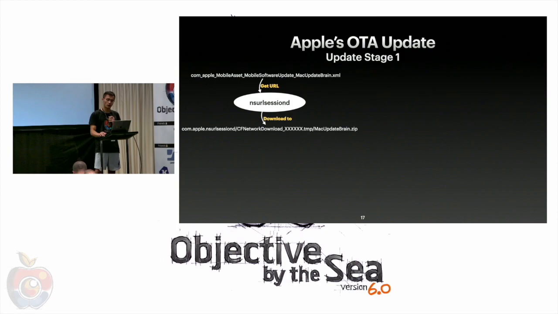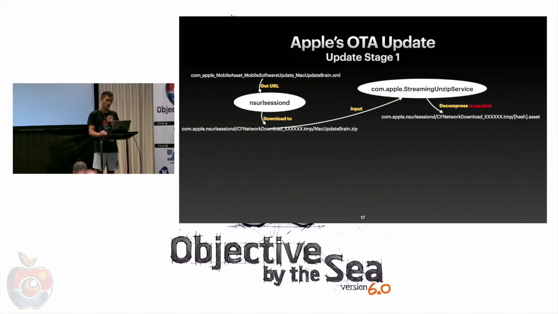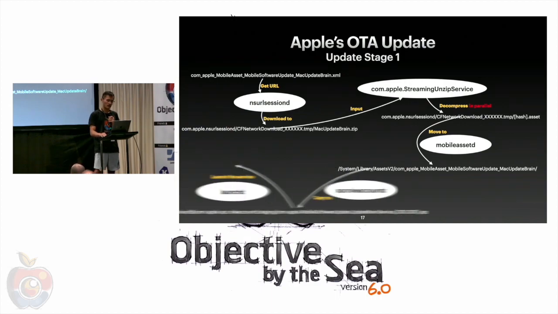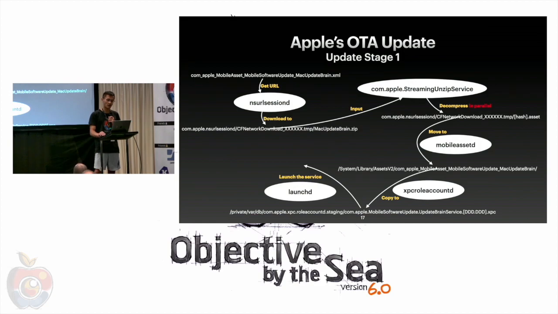After fetching the download URL, the process NSURLSessionD is responsible for downloading the update brain service to a temporary location. At the same time, the streaming unzip XPC service decompresses it to the same temporary location. Next, the mobile OSD process moves the decompressed contents to the trusted location /System/Library/AccessV2. Finally, before the launchd process spawns the update brain service, the XPC service bundle will be copied to its staging path.